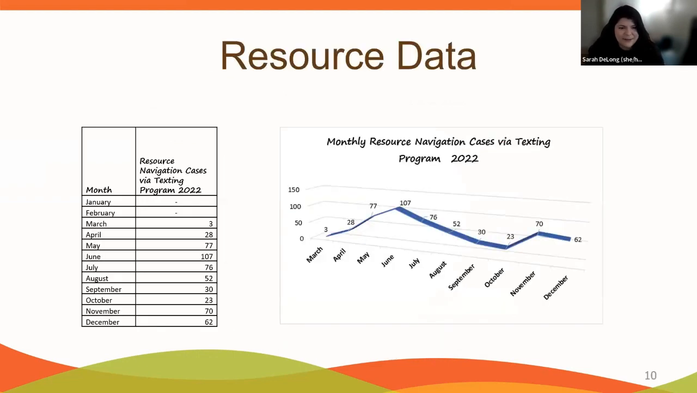And looking at some of the resource data. So the chart on the left identifies how many cases reached out directly to the resource navigation team through the text message. And we did see we had a peak in June, but that number did remain high through the end of the year as well.